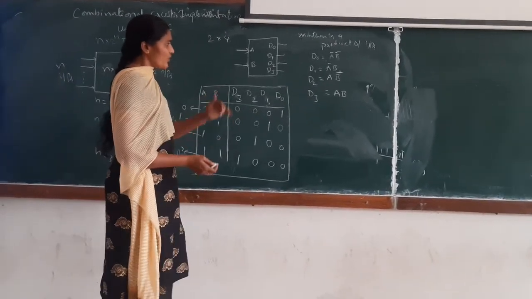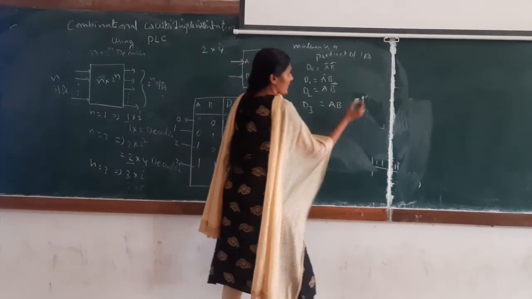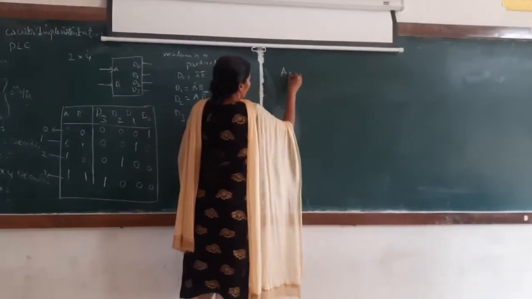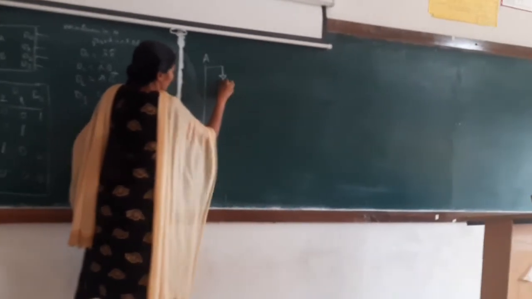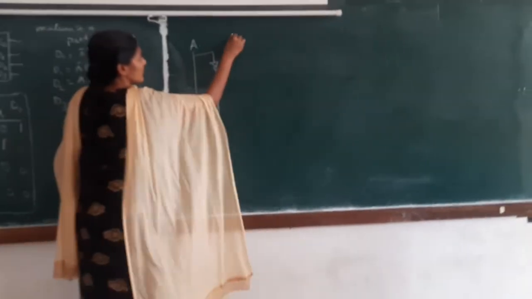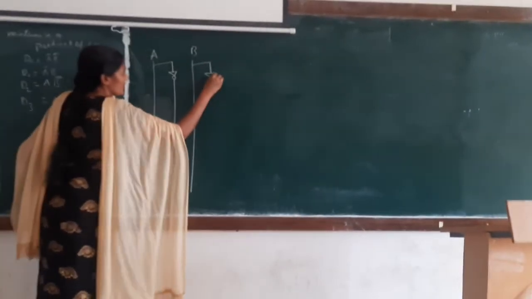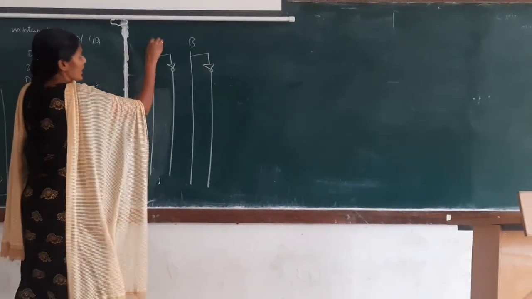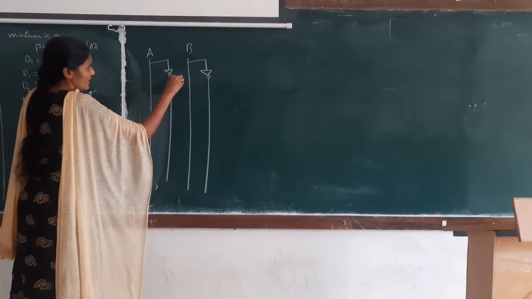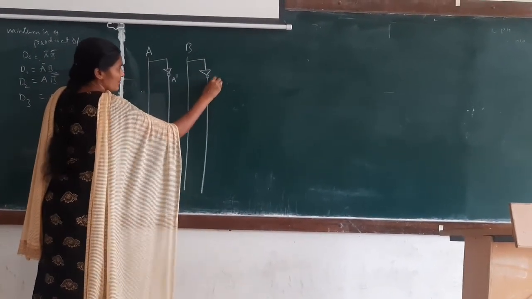Now we have to implement the combinational circuit for this one. For this purpose, I am taking the inputs A, normal state of input, and A complementary state of input, B normal state input, and complementary state input. So if A input is A, the complement of A is A dash. If B input is B, the complement of B is B dash.